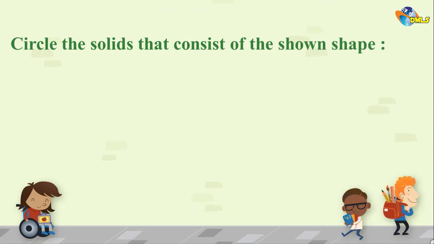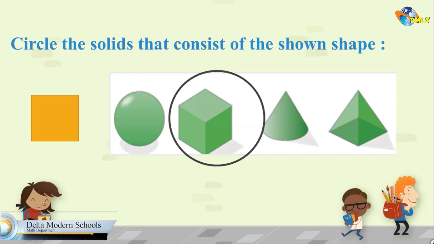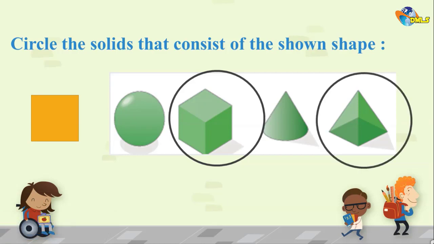Can you read this question with me? Circle the solids that consist of the shown shape. We have a square. Which solid consists of a square? Sphere, cube, cone, square-based pyramid. Excellent. We have two solids. Cube because it has 6 faces. They are squares, and square-based pyramid because it has one square face.